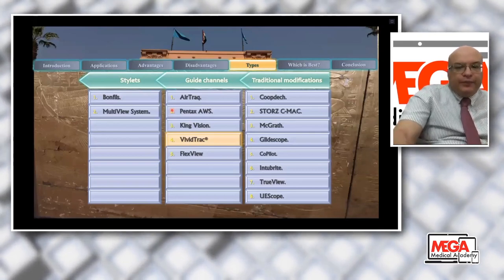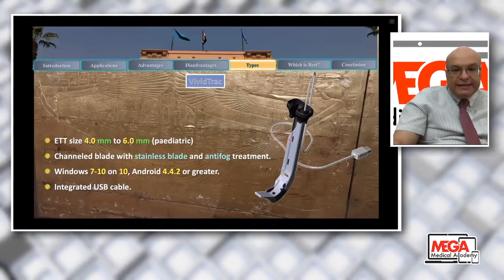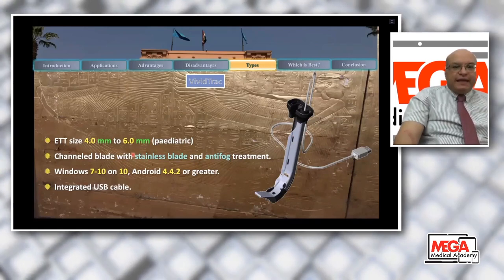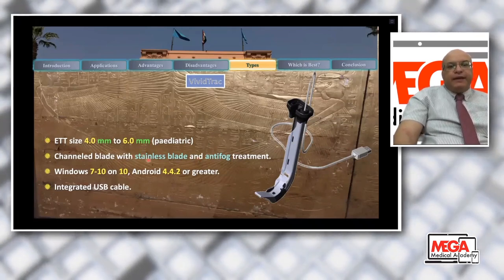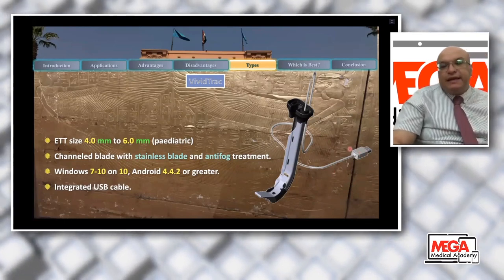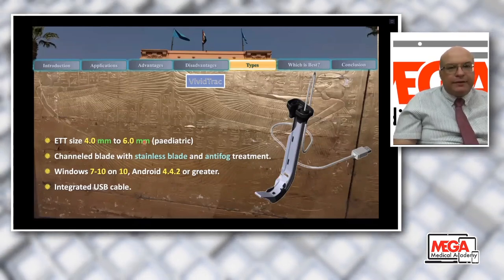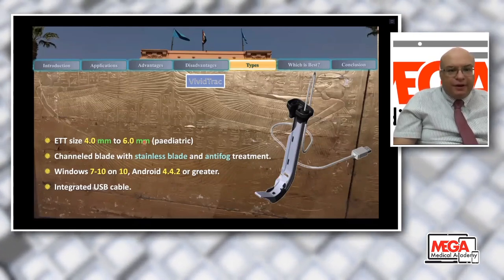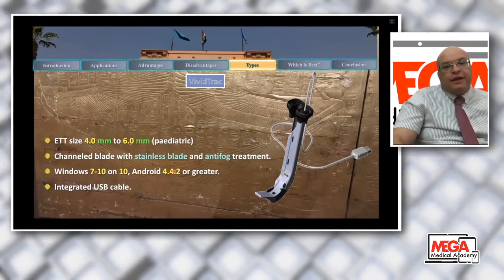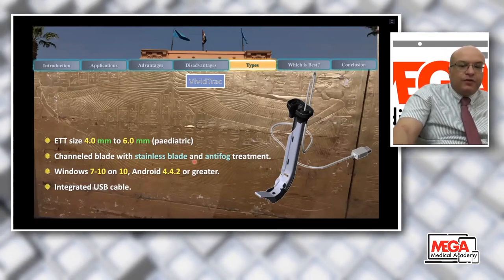VividTrac. VividTrac is interestingly stainless, single use, available in pediatric for endotracheal tube size 4 to size 6, and has a stainless plate with anti-fog treatment. As you can see, there is a USB connecting cable. It could be connected to any tablet, laptop, computer, or screen, including those operating on Windows 7 to 10 or Android 4.4.2 or greater, with an integrated USB cable.